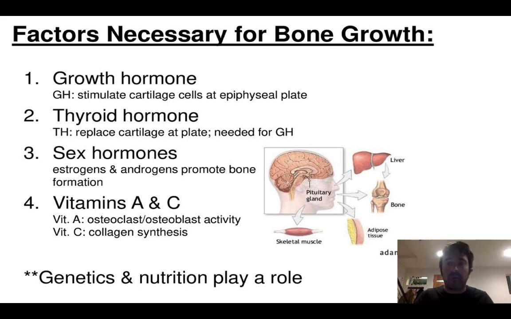Hormones are really important factors necessary for bone growth. Notably among those are growth hormone, thyroid hormone, and your sex hormones like estrogen and testosterone. Androgens are just male hormones, testosterone being the most important.